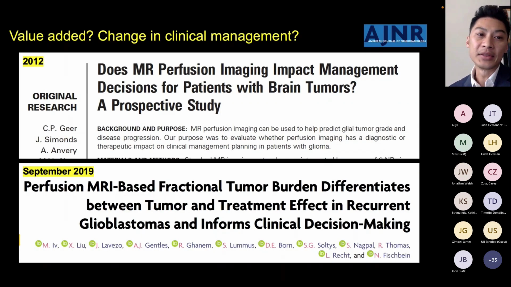Okay, so the question is, when we do perfusion imaging, is it adding value? Is it changing day-to-day management?